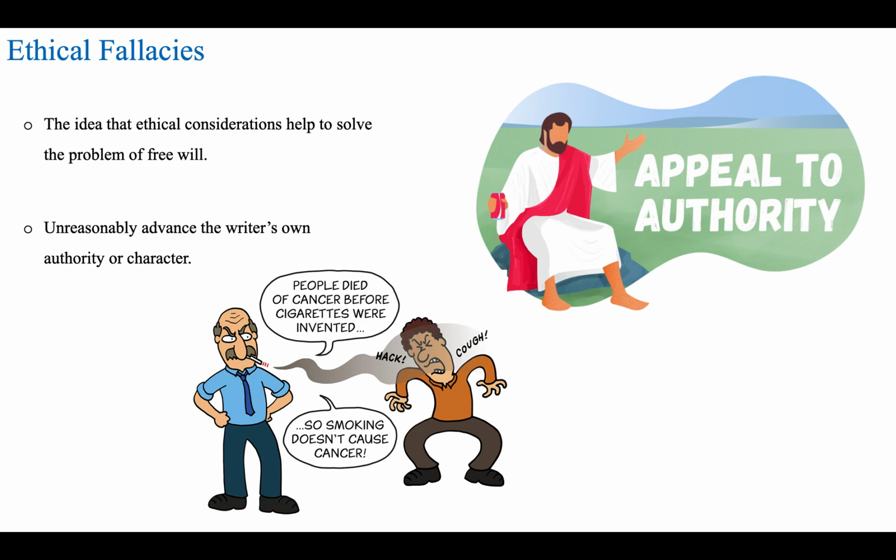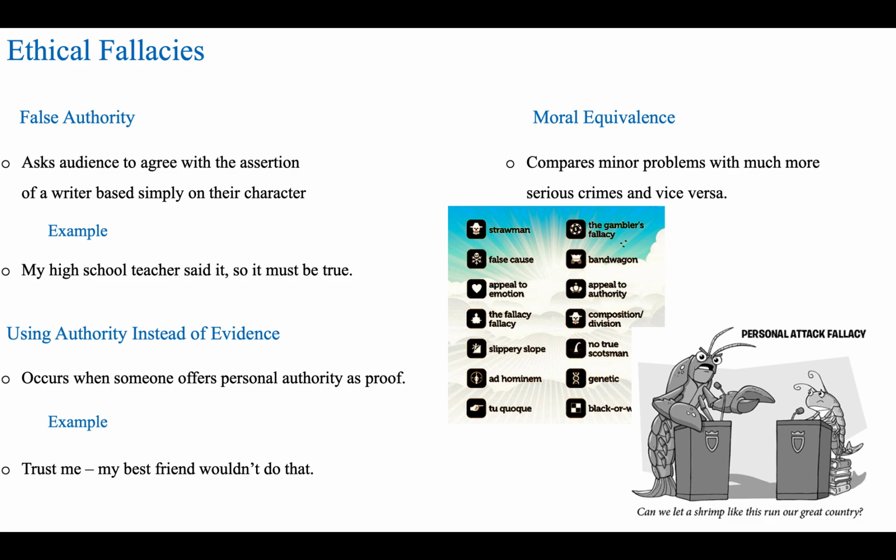The last fallacy we're going to look at is ethical fallacies, which there's no good way to explain or define, but it's just an advancement of the writer's own authority or character. We're going to look at some examples to help us understand it better.